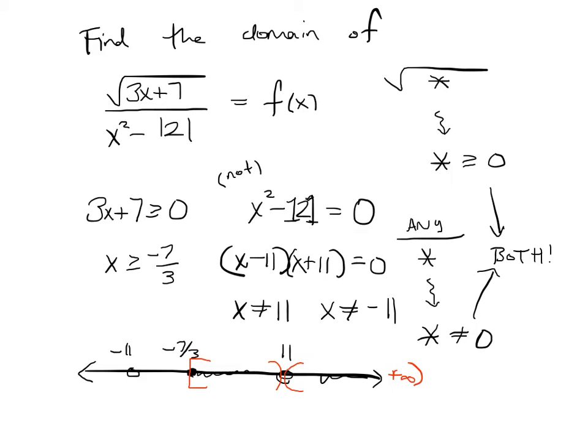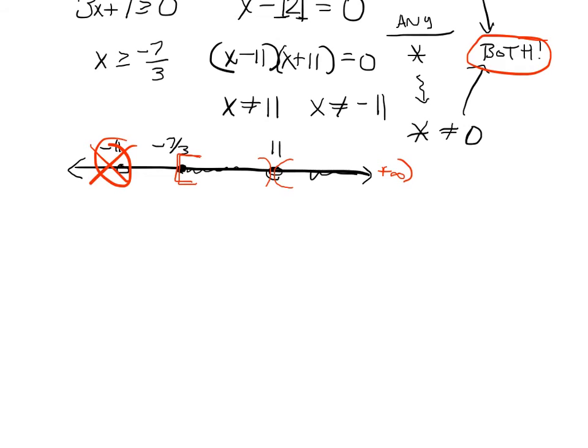The thing about this "both" requirement is that we don't care about this requirement anymore. It's automatic. So in the end, if I wanted to present my answer, I would say negative 7/3, comma 11, union 11, comma infinity. And that's essentially it.